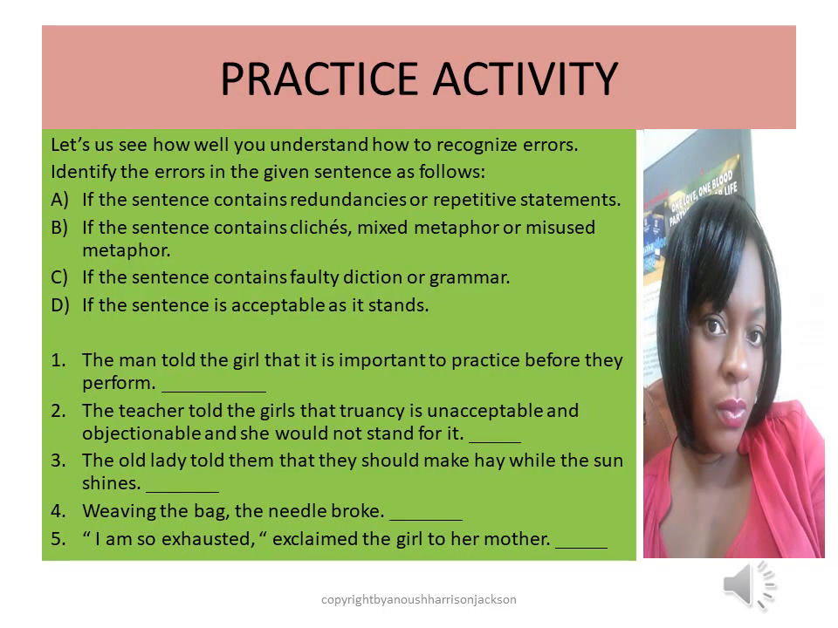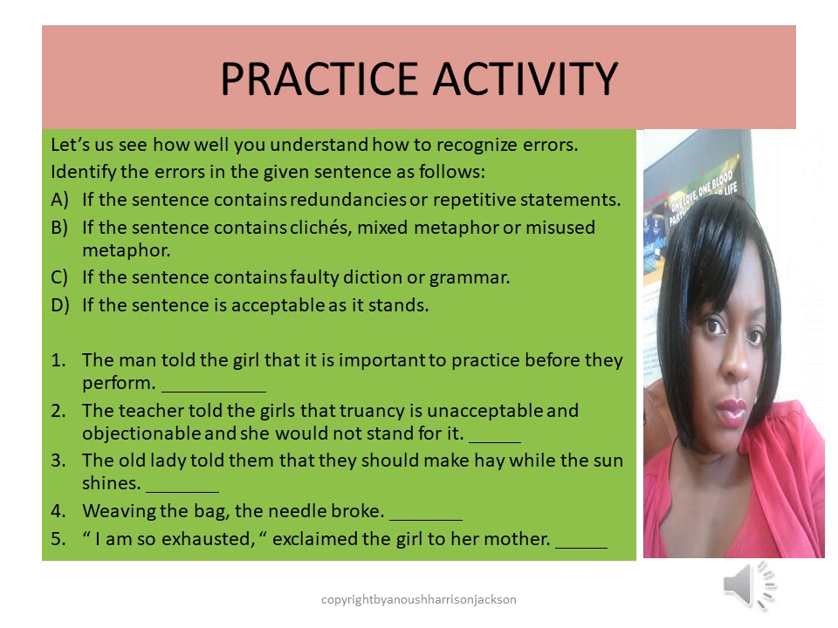Let us see how well you understand how to recognize errors. Identify the errors in the given sentences as follows. A. If the sentence contains redundancies or repetitive statements. B. If the sentence contains cliches, mixed metaphor, or mixed use metaphor. C. If the sentence contains faulty diction or grammar. And D. If the sentence is acceptable as it stands.